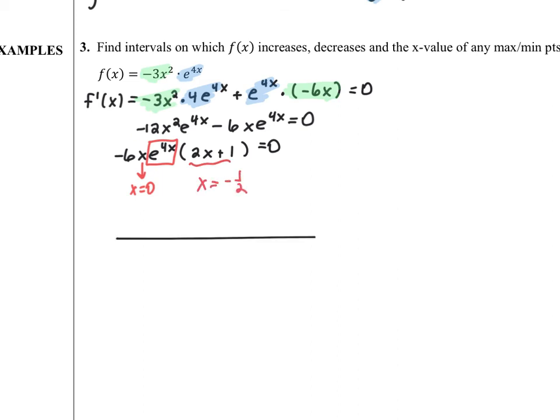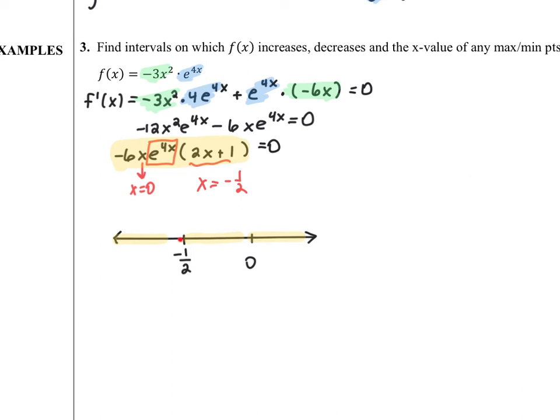I'm going to ask myself if this f prime is ever undefined or does not exist, and there are no x values that are off limits, so that consideration doesn't yield any critical numbers. So I'm just going to go with the 0 and the negative 1/2 on my sign chart. As I choose numbers on each one of my 3 intervals, I'm going to go back to this factored version, and determine if it's giving me a positive or negative for my selected number.